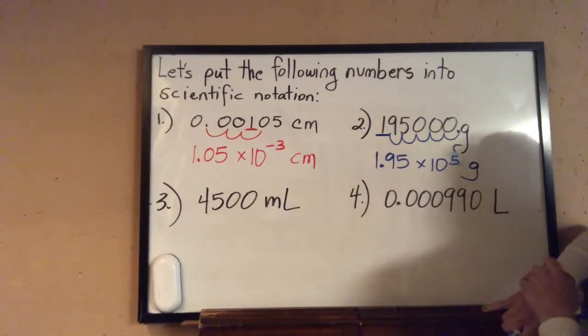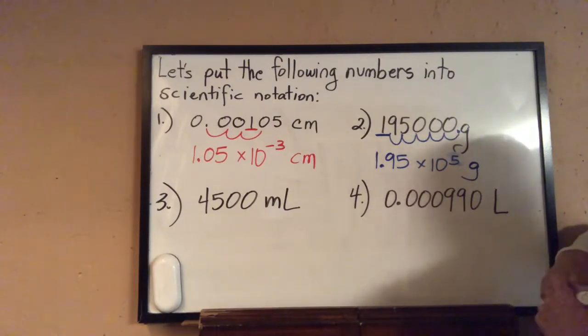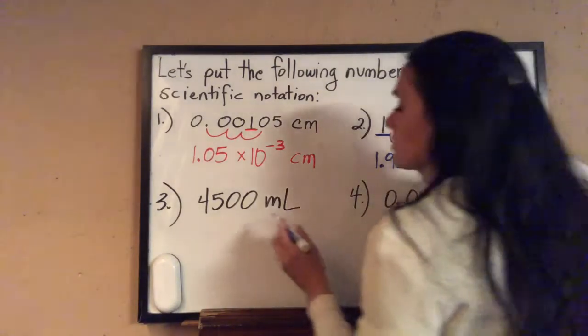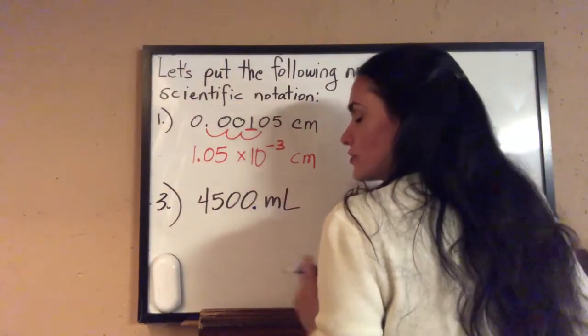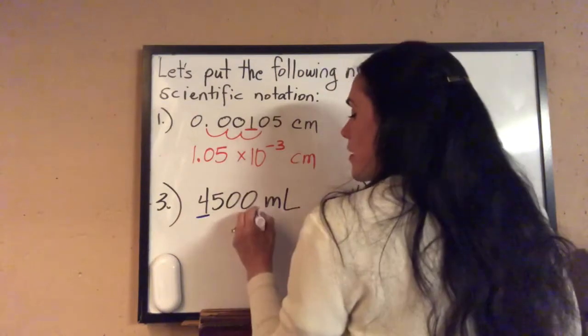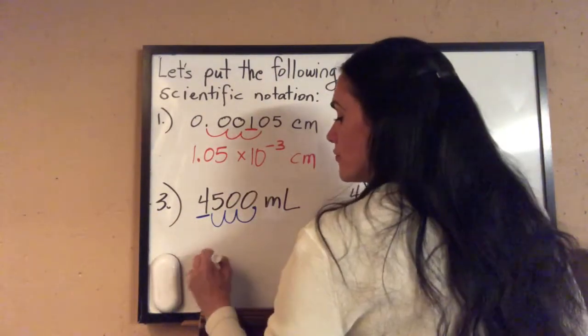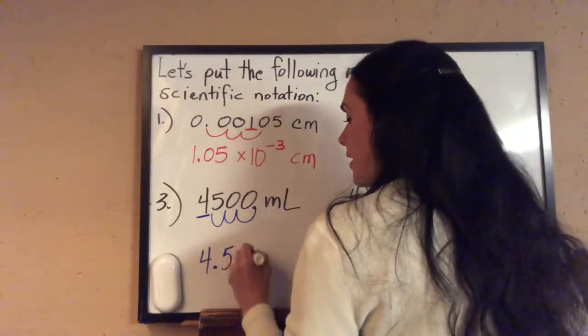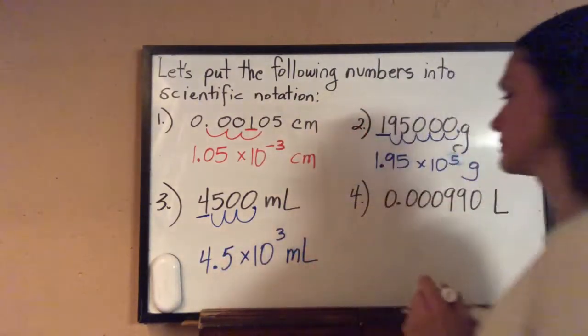Over here we have a volume, 4,500 milliliters. Clearly the number is greater than 1. The decimal is understood to be here. We want to move the decimal after the first non-zero digit, which is a 4. 1, 2, 3 spaces we move it. The coefficient is 4.5, the power of 10 is 10 to the third, and the units would be milliliters.